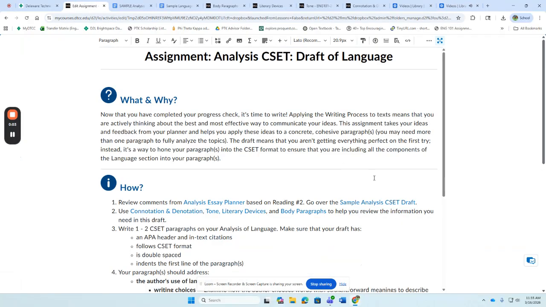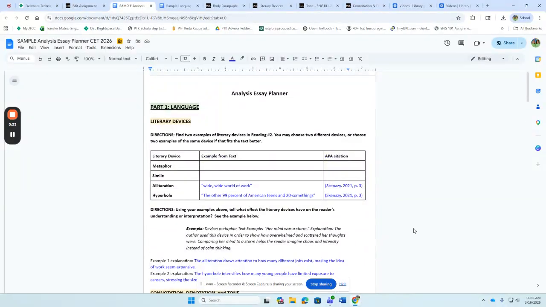All right, wonderful students, we're moving right along in the class, and now we're going to take a look at the overview of your analysis CSET draft of language. So you've already completed your analysis planner, and as you know in English 101, we always start with the writing process. So you've planned your ideas, you've put them out on paper, you can change them at some point if you like, maybe you want to revise or edit them, maybe you found a different example, but at least you have your plan and your brainstorm all set and ready to go for your entire essay.